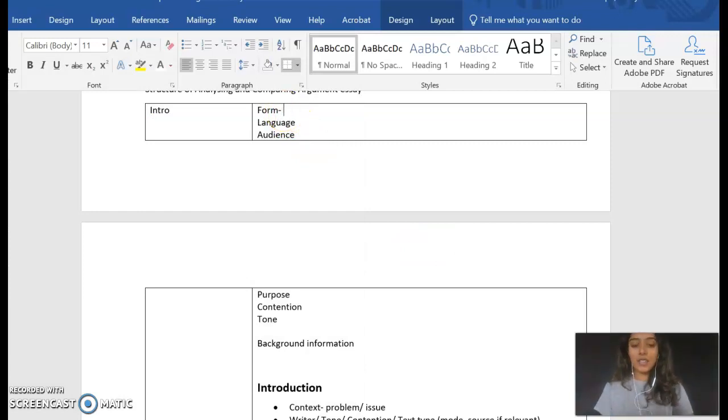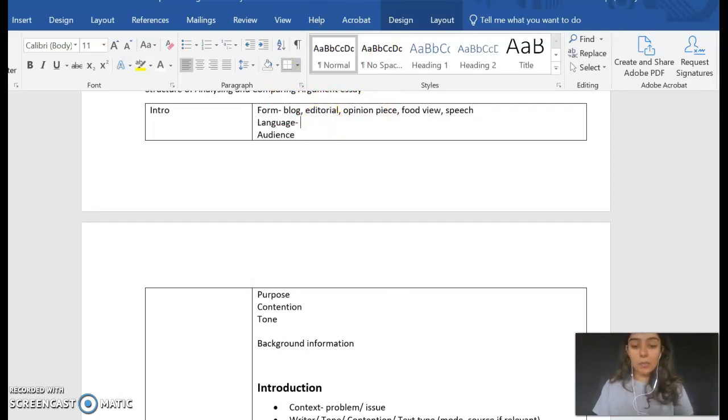The form is whether it's a blog, whether it's an editorial. Remember, an editorial is when the piece is a newspaper article, but it doesn't have an author. So an editorial is when the newspaper itself is commenting on an issue. It could be an opinion piece. It could be a food review, which they got 1 year. It could be a speech. You've got to be really kind of aware of the different types of forms. And so that's what you need to include.